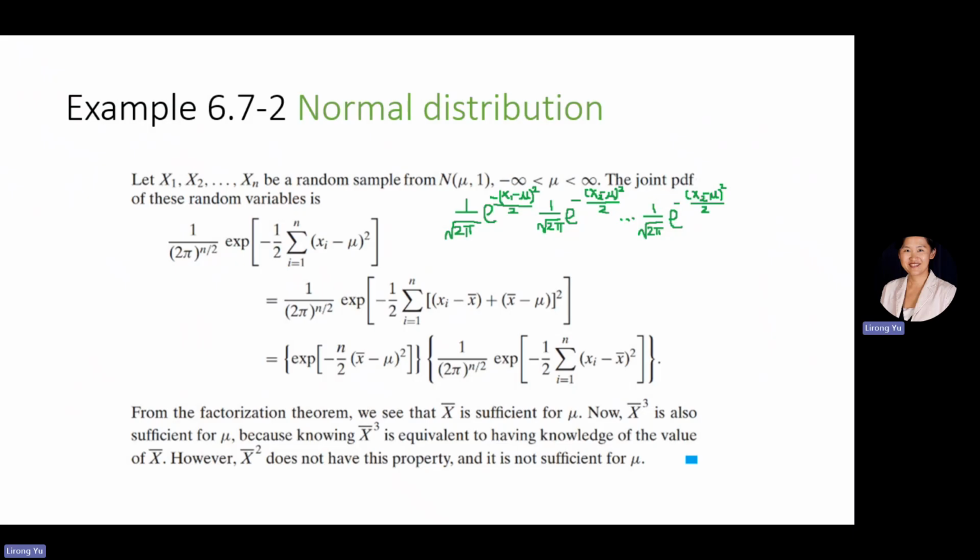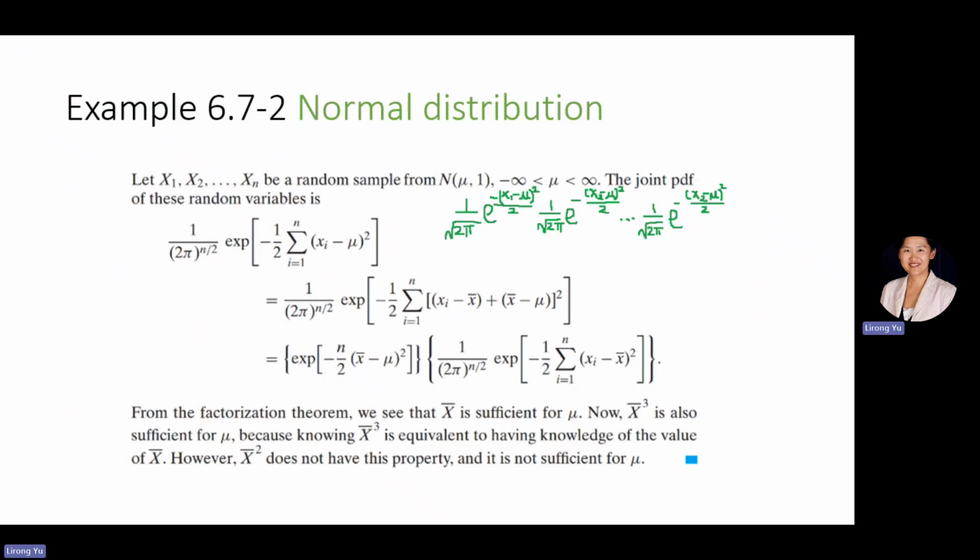Then we have a multiplication of all these density functions, and therefore the joint distribution for all n variables will be a multiplication of all these. The 1 over root 2 pi, we got n factors of it, so that's 1 over 2 pi to the n over 2 power. That was this coefficient. For the exponential part, we add the powers, so it's going to be a summation: e to the negative one half summation of xi minus mu squared.